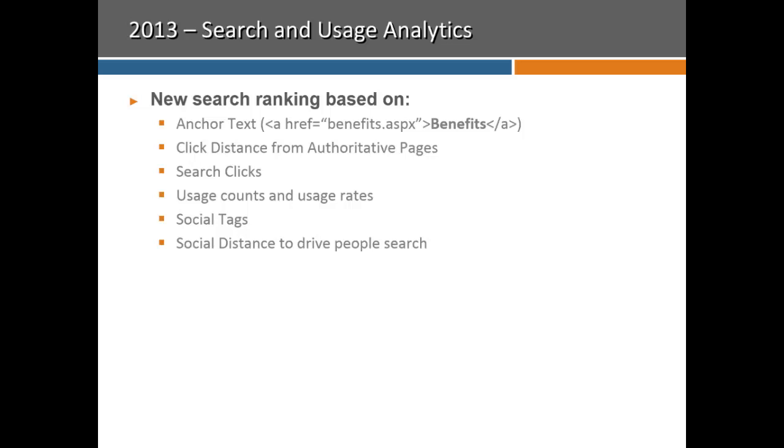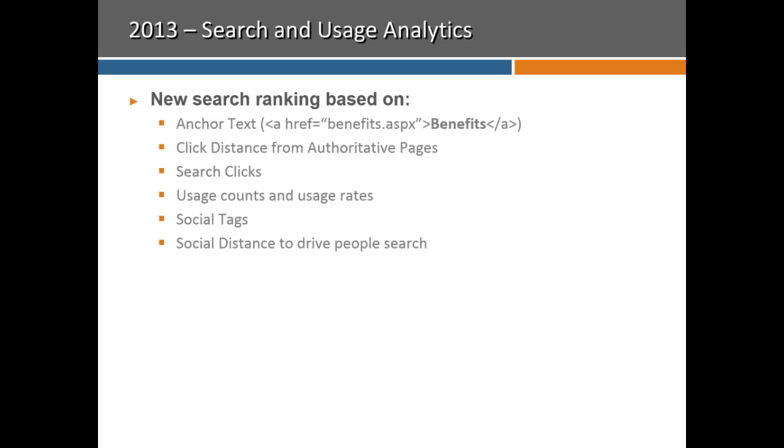SharePoint's also looking at the click distance from what are now called authoritative pages. So instead of looking at the link URL like SharePoint 2010 did, it's now actually looking at the distance between pages that you configure in Central Administration as an authoritative page. So this could be your root portal for your intranet. It could be the document center where you maintain all your documents, or it could be a record center. So whatever you consider to be a more authoritative page, SharePoint takes that rank that you give that authoritative page and passes it on to the pages that are linked to from those authoritative pages.